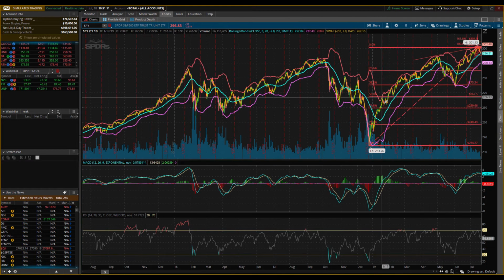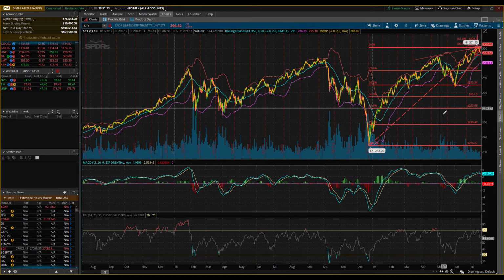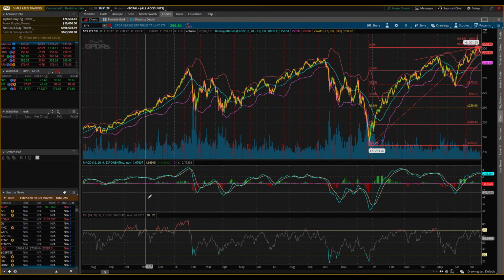So once again, these lines aren't to be traded by themselves. Just because it's at the golden ratio doesn't necessarily mean you should be acting on that. It's just another tool to use in addition to all these other tools that I have taught so far.